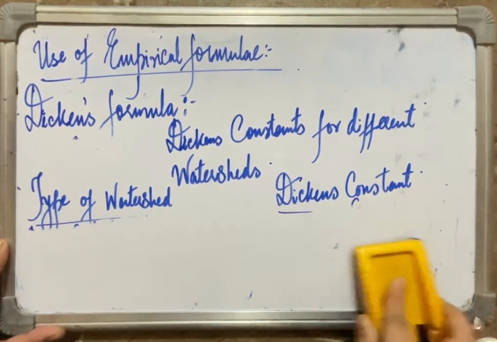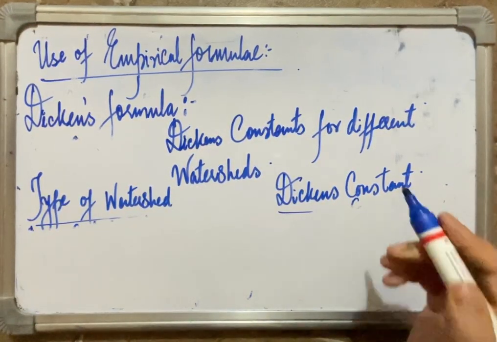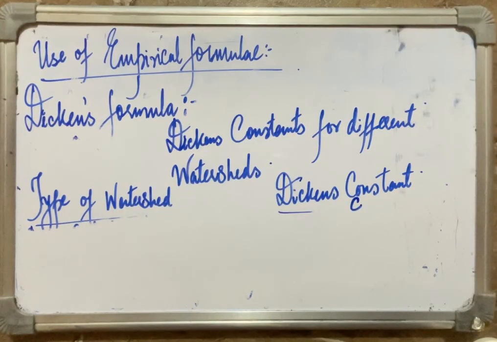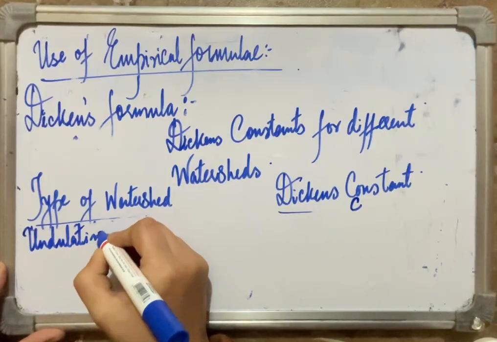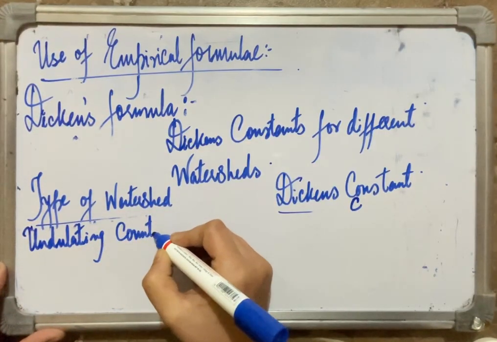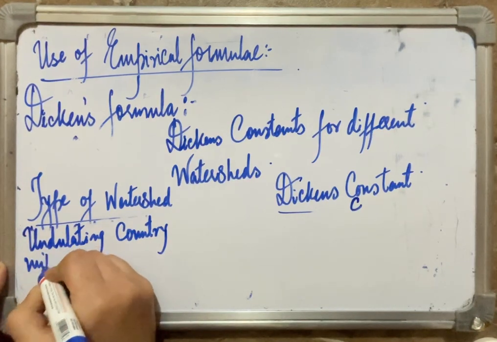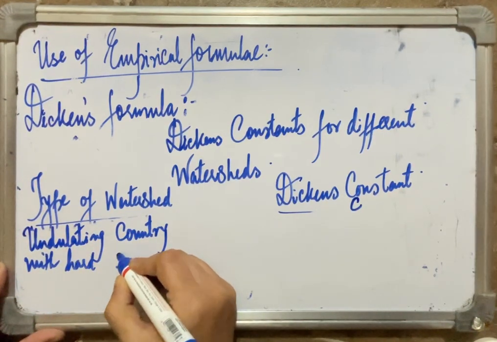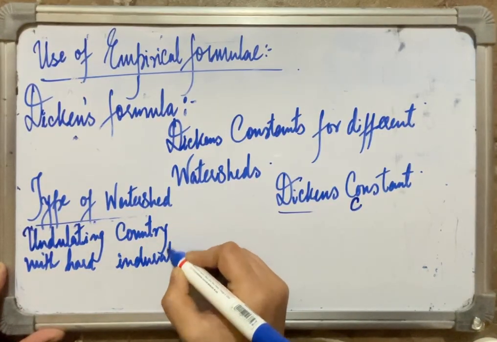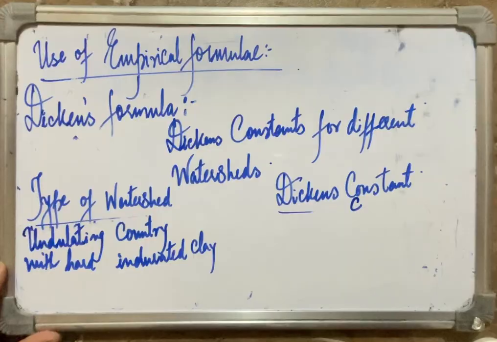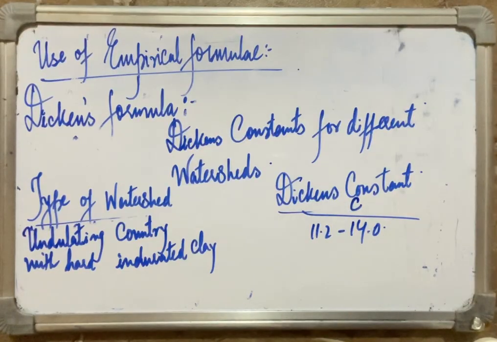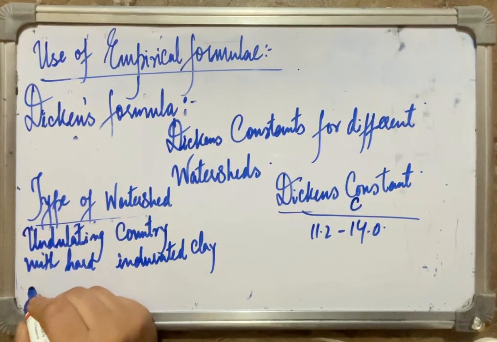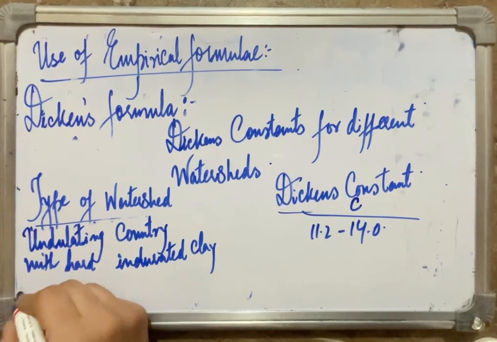The third type of watershed is undulating country with hard indurated clay. This is the type of watershed, and the Dickens constant C herein varies from 11.2 to 14.0. The last type of watershed is flat, sandy, absorbent or cultivated plains.